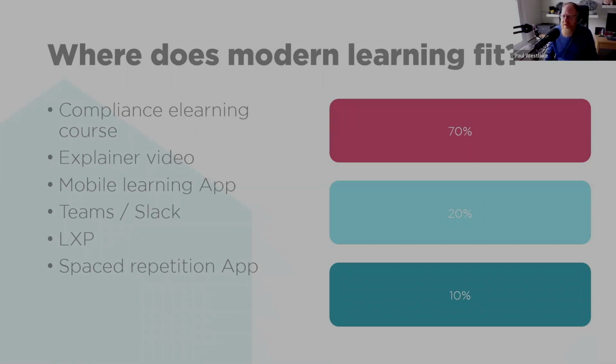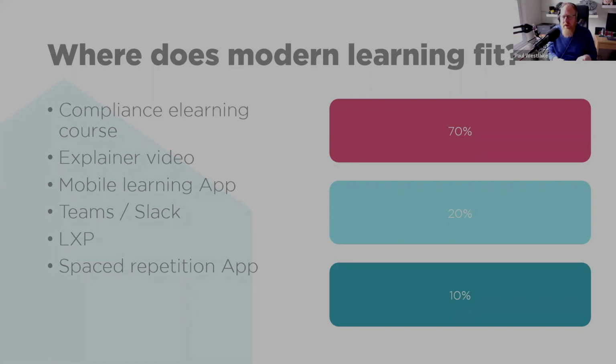Well, is it? That's a good question. So if you look on the screen there, we've got some examples there of what I would consider to be modern learning or modern digital learning. So compliance e-learning course, we've got an explainer video, maybe some mobile learning or mobile learning app. And then we might collaborate via Teams as we are now, or Zoom or Slack. We have learning management systems, and now they've expanded out to be learning experience platforms. And also we've got this idea of spaced repetition, which is something we're going to cover today.